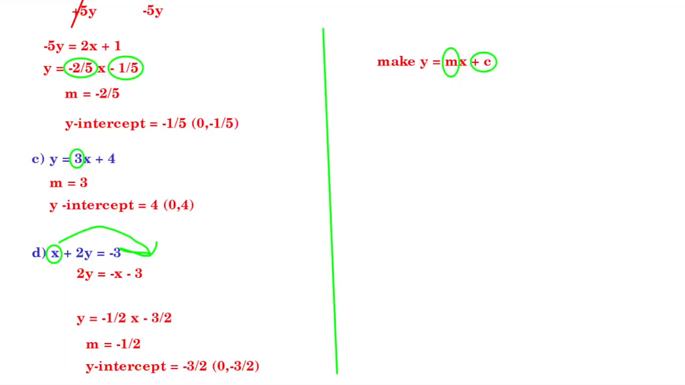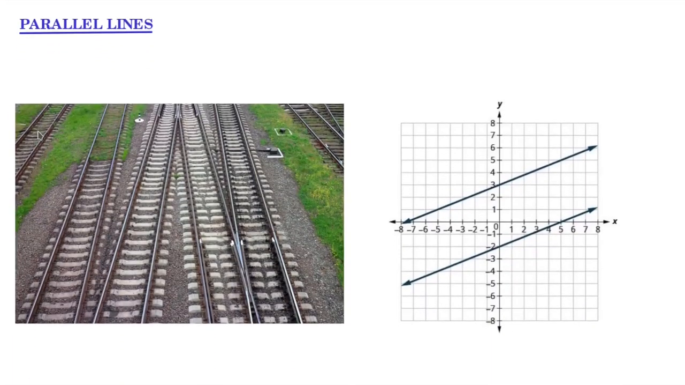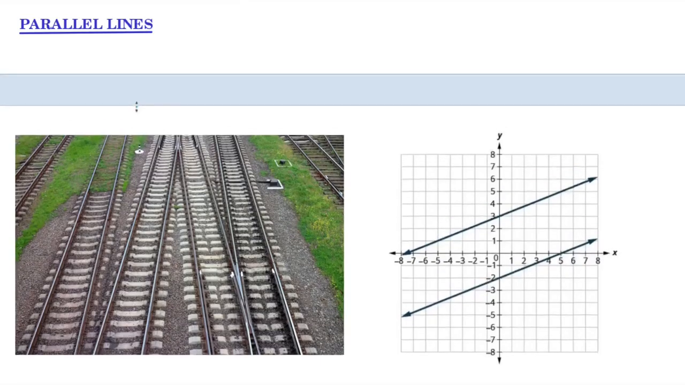Let's move on to the idea of parallel lines. How can you define parallel lines? Parallel lines are straight lines in the same plane that will never meet, no matter how long you extend them.